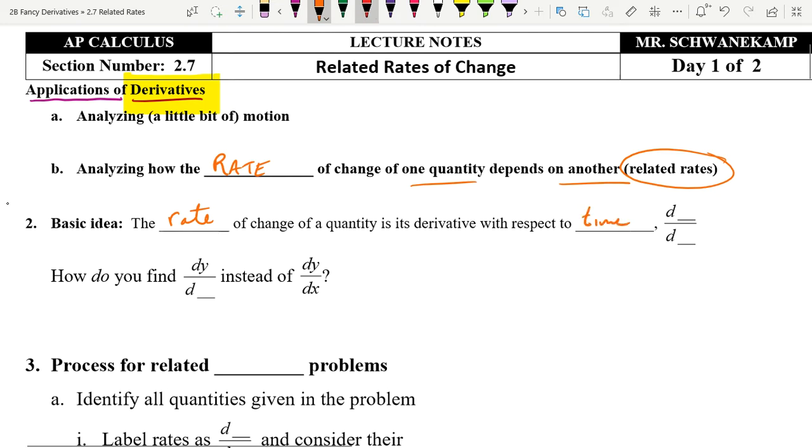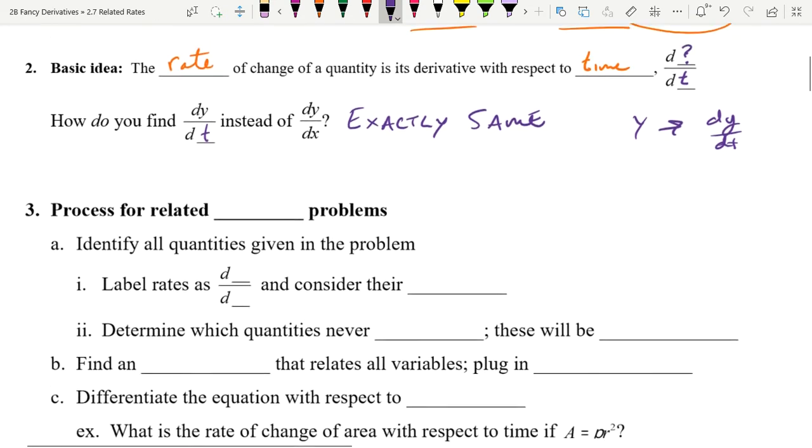So we did implicit earlier in this chapter, but here we're thinking about the change in something. I don't care what that variable is. Maybe it's A, B, X, Y, G. I don't care. But it's the derivative with respect to time. So how are we going to find dy over dt instead of dy over dx? It's exactly the same. So earlier in the chapter, when we took the derivative of y, the derivative of y is something with dy dt tagged onto it. Same thing is going to be true here. So keep that in mind.